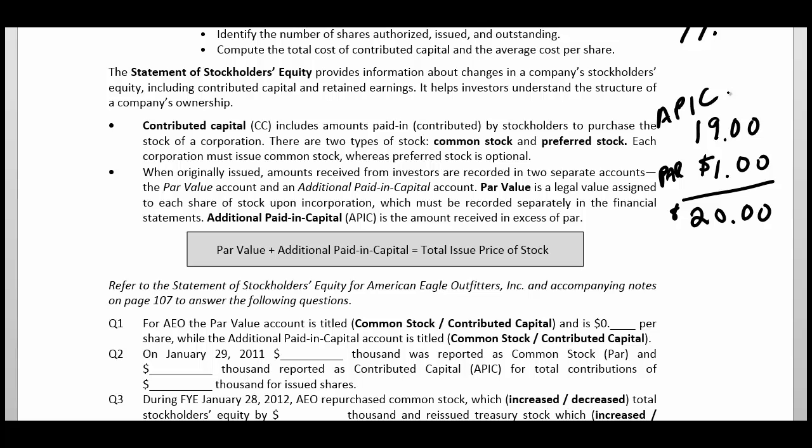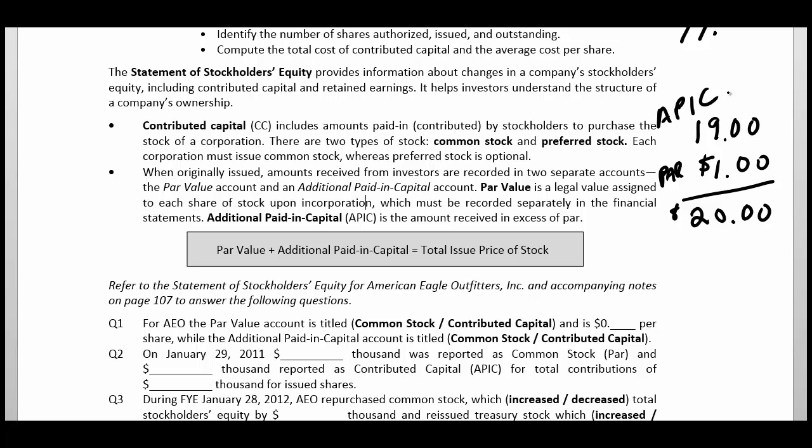So the way to think of par value and additional paid-in capital is that it's a split off of contributed capital. Contributed capital gets split into two pieces. One piece is the par value, which is an arbitrary amount, and the other piece, additional paid-in capital, is the difference. So you issue stock for $20. The $1, if that's the par value, goes to par value. The other $19 goes to additional paid-in capital.